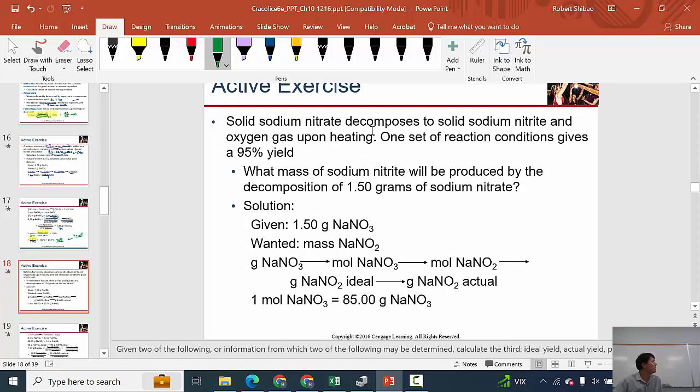Solid sodium nitrate decomposes into solid sodium nitrite and oxygen gas upon heating. One set of reaction conditions gives a 95% yield. So let's go ahead and write the formula. What's the formula for sodium nitrate? NaNO3.